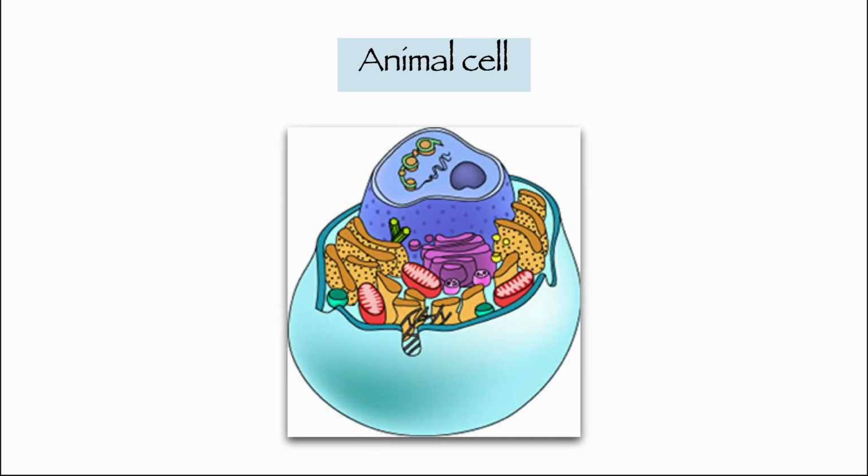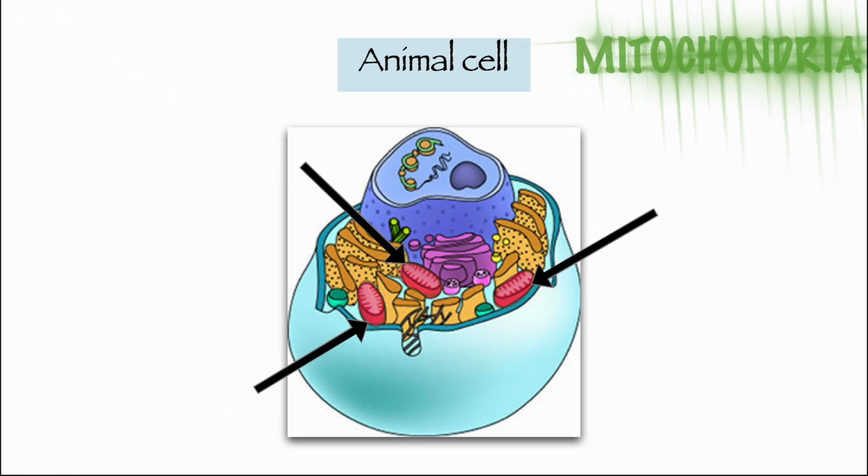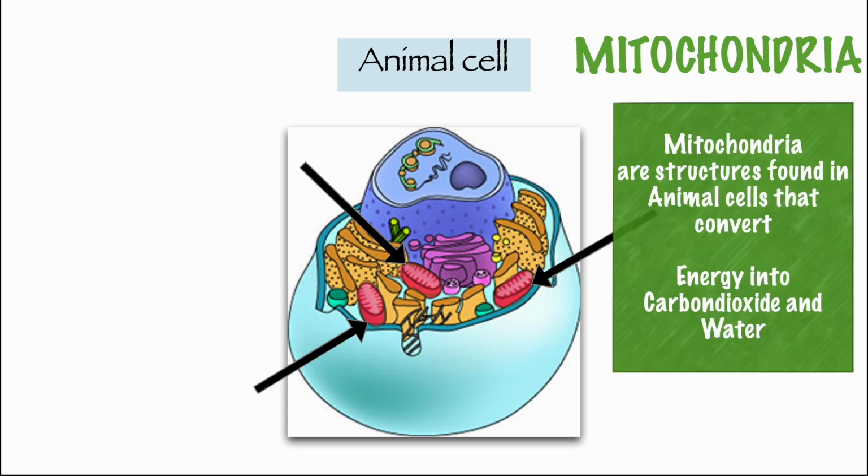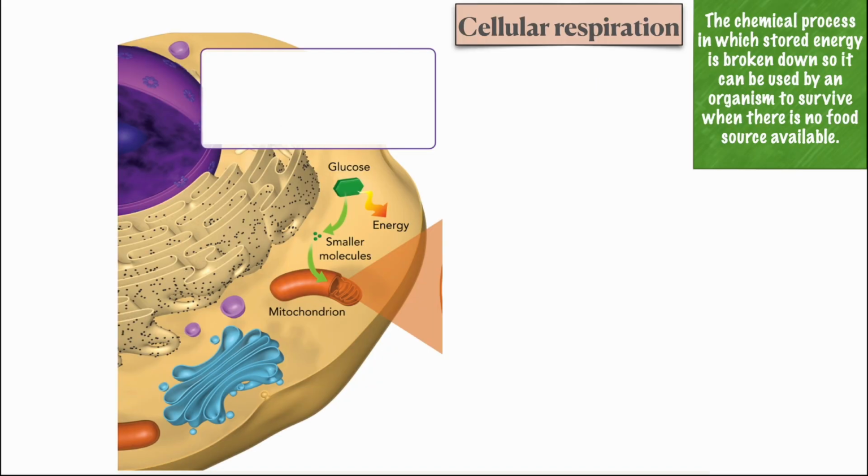Now let's see how an animal cell looks and where the chemical reaction of respiration happens. So this is an animal cell, and these red things that you see in here are called mitochondria. And this is where the chemical reaction of respiration happens. What are mitochondria? Mitochondria are structures found in animal cells that convert energy into carbon dioxide and water.